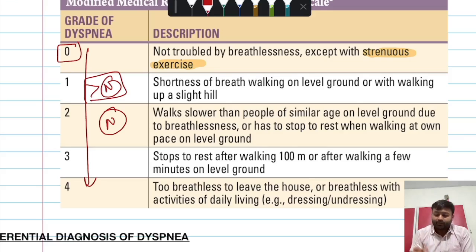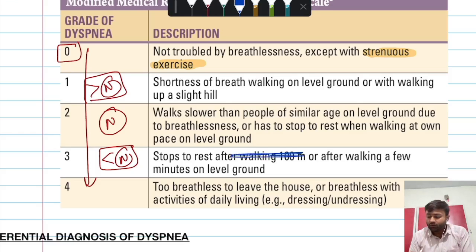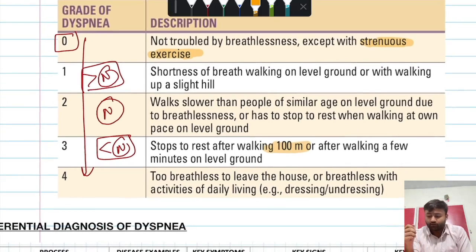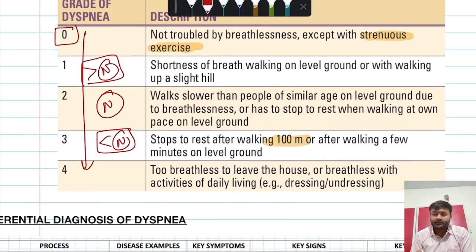If the patient has dyspnea at less than normal activity, so he is not even able to walk for around 100 meters, then he is likely having grade 3 dyspnea. And subsequently, if the patient is completely breathless and is incapacitated or bedridden, then he is having grade 4 dyspnea.